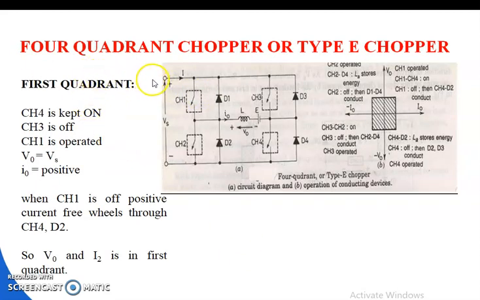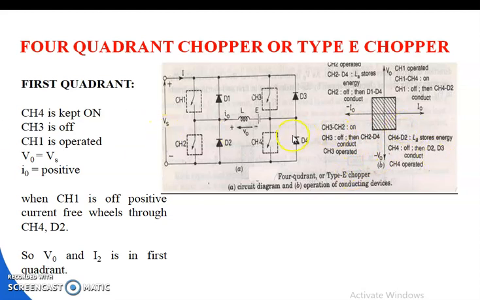Then the fourth quadrant chopper, or type E chopper. This one is nothing but the 4-quadrant chopper. In this type of chopper, we have to study the chopper in 4 different quadrants: in the first quadrant, the second quadrant, the third quadrant, and the fourth quadrant.